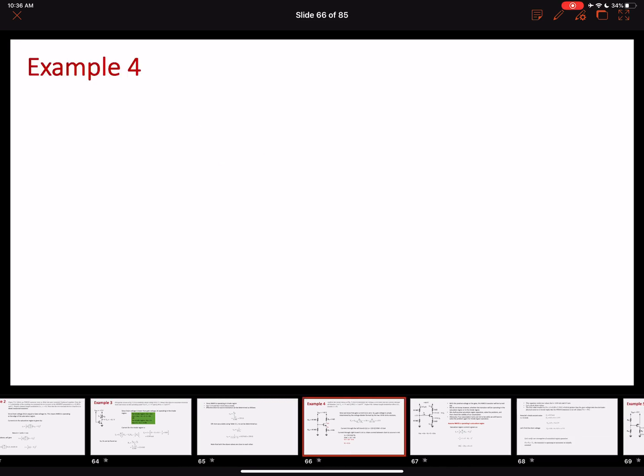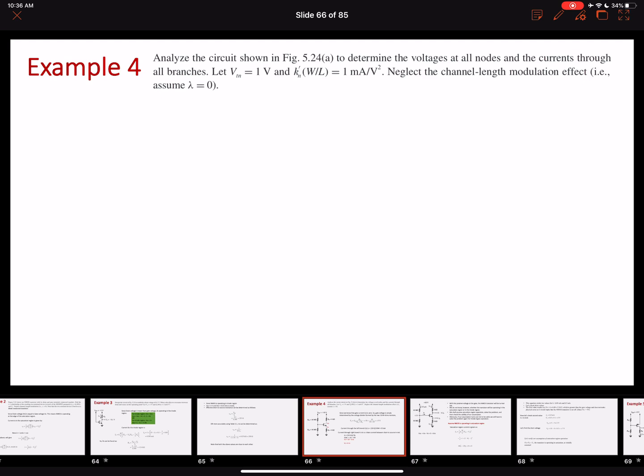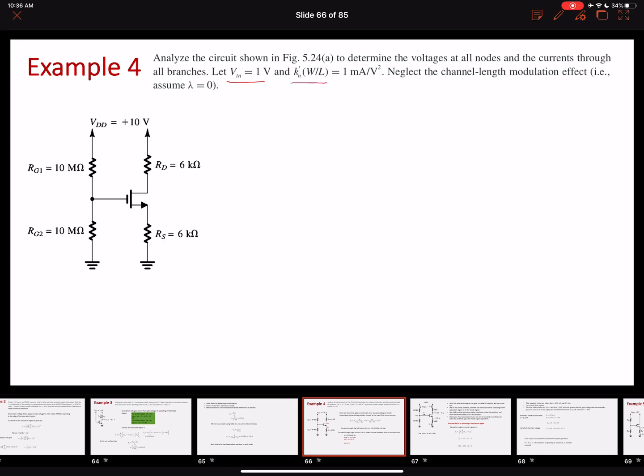Okay, so let's do one more quick example. In this example, let's look at this circuit here. Here are some of the transistor parameters. The threshold voltage is 1 volt. The process transconductance parameter Kn dash W over L is 1 milliampere per volt squared. And we can ignore the channel length modulation effect.